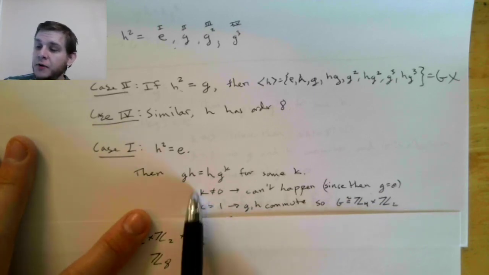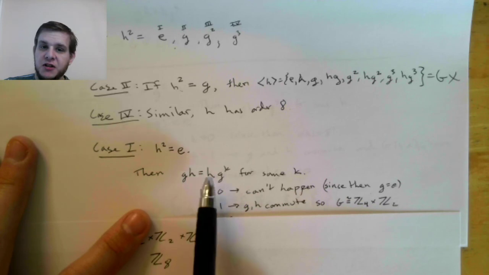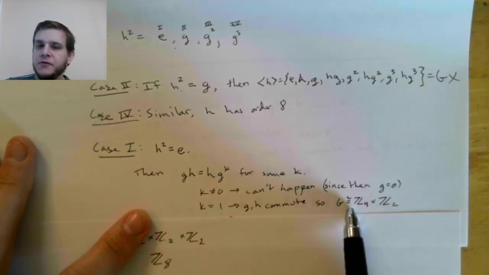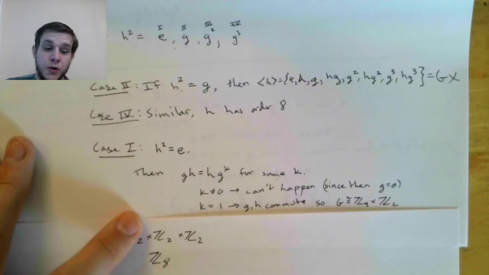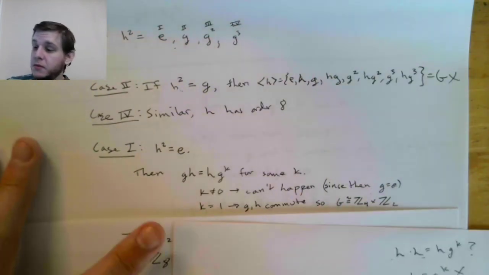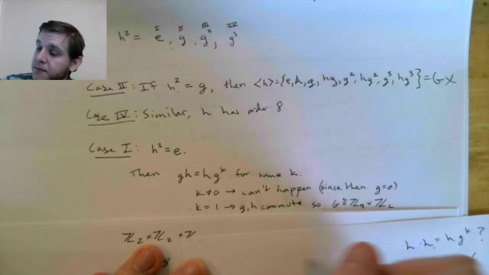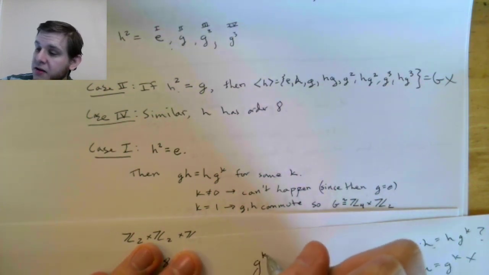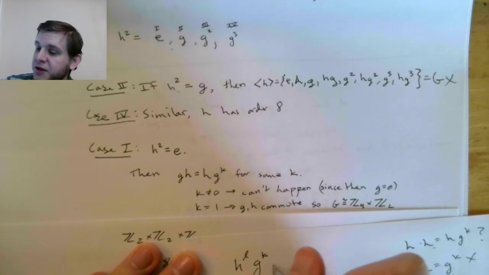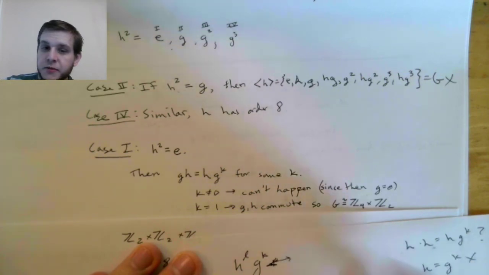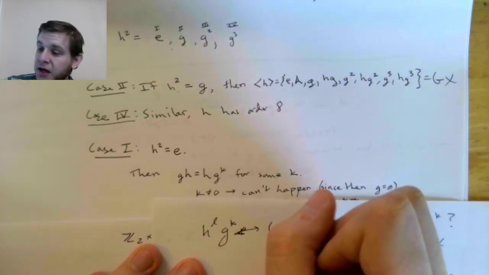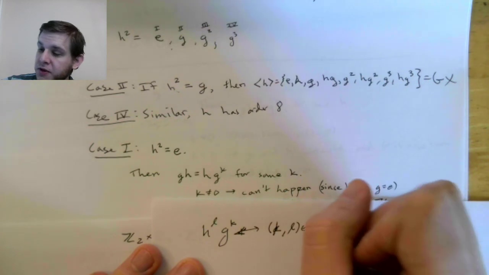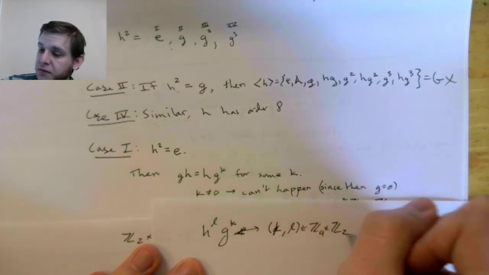What happens if k equals 1? Well, then G and H commute. GH equals HG. And you can prove that once G and H commute, the group is going to be isomorphic to Z4 cross Z2. So what's the isomorphism given by? G to the k, H to the l, or H to the l times G to the k, is going to correspond to, in the bijection, right, an isomorphism is a bijection, the pair (k, l), which belongs to Z4 cross Z2.